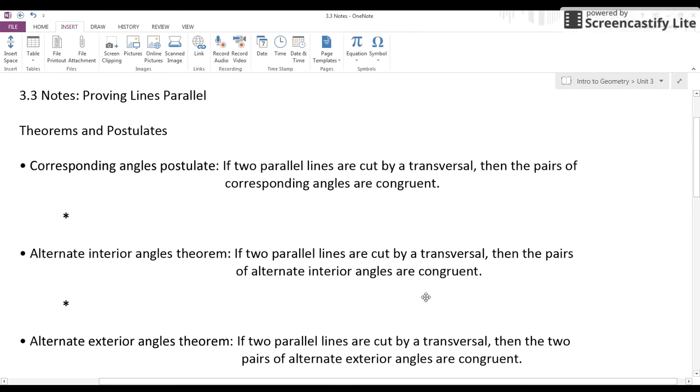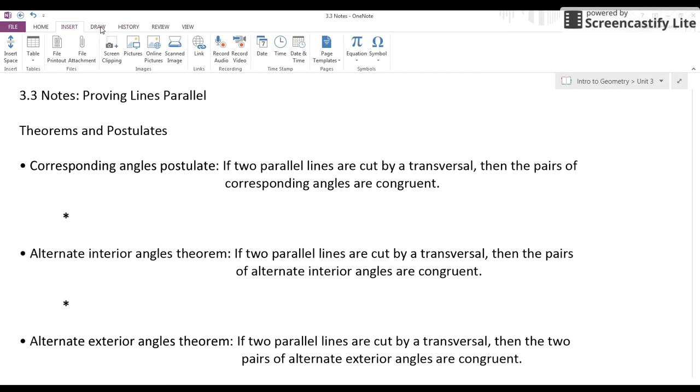Now that we're familiar with the angle pair relationships within our parallel lines and transversals, we're going to look at how we go backwards. So instead of being given the parallel lines and looking at the angles, how do we look at angles and lines intersected by a transversal and prove that those lines are parallel?